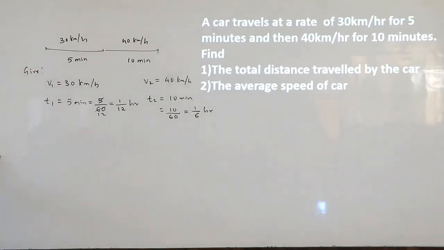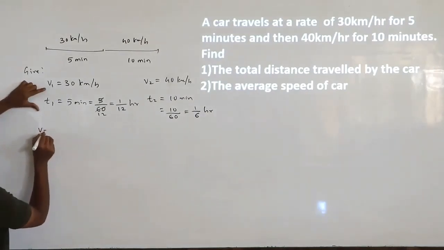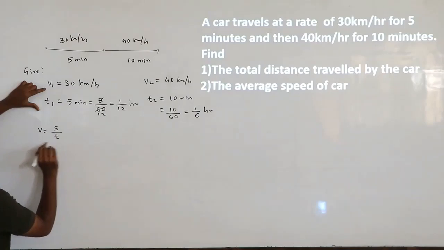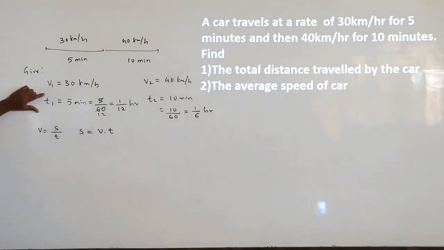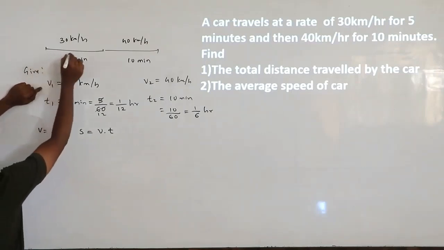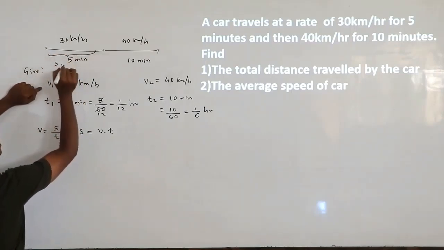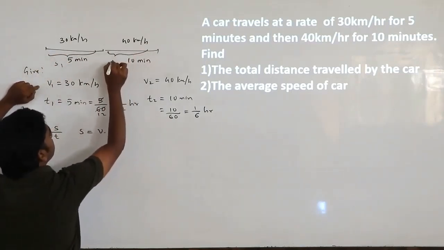Now what you have to calculate? You have to calculate total distance. So we know that v equals distance divided by time. So distance is equal to what? Velocity into time, or speed into time. So first to calculate this distance S1, from here to here you can take it as S1. From here to here you can take it as S2.